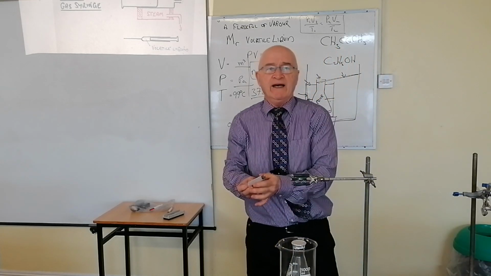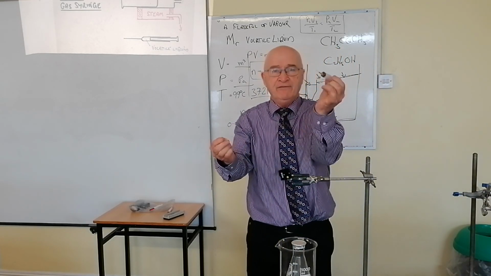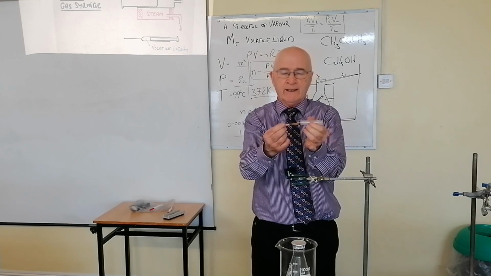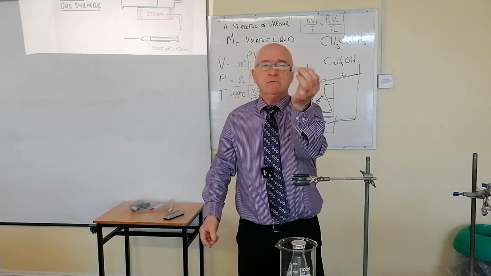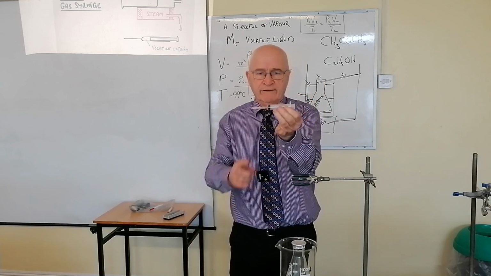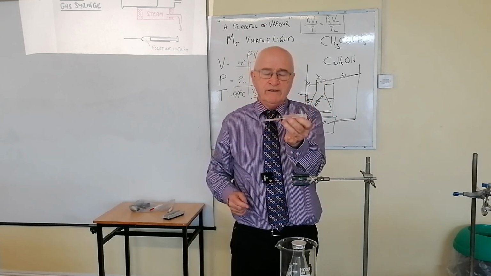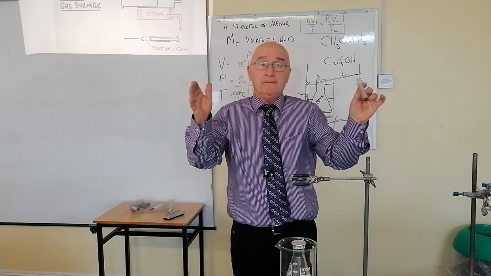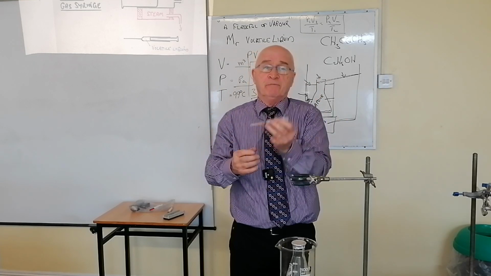And how would you get the mass of the vapor? Easy. Having injected this into the gas syringe, you would weigh this again. You weighed it at the beginning with some volatile liquid in it. You injected some of it into that, and it expanded, of course, with the heat. And then you weigh this again, and get the mass by subtraction.